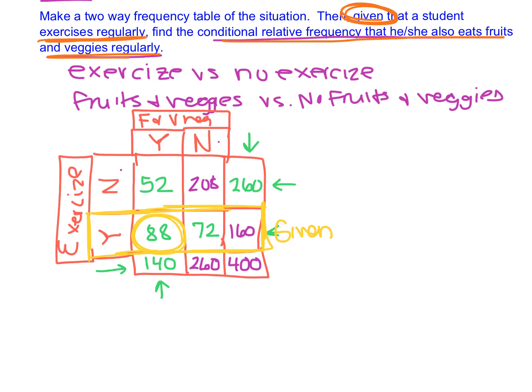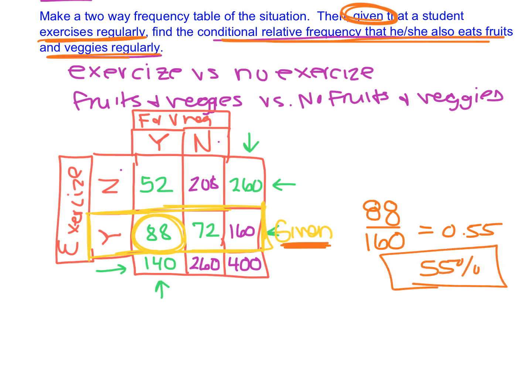So in order to find that conditional relative frequency, we're going to take 88, which is the number of students that, yes, are eating fruits and veggies regularly in that category, and divide it by the total number of students that we know are exercising. So again, remember, we're focusing on the given column or row, and then we're looking at what we're finding the relative frequency for. So if we take 88 divided by 160, we find 0.55, or 55% of students that exercise regularly are also eating their fruits and vegetables regularly.